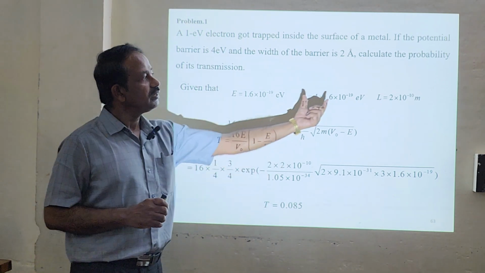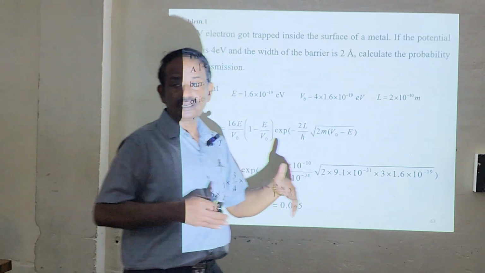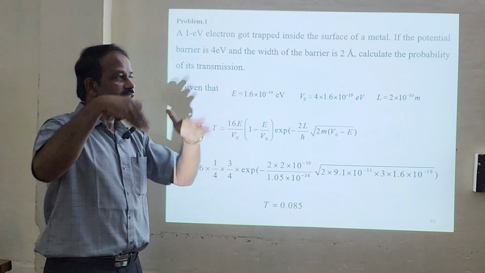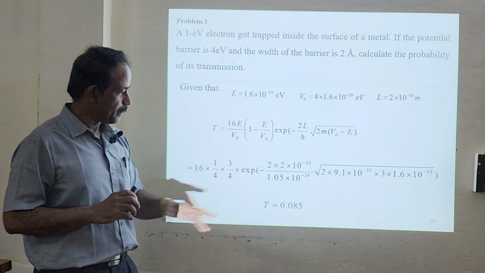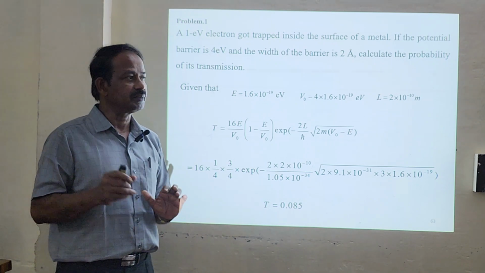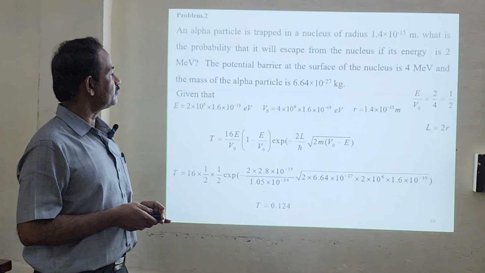It mainly depends on the barrier width. If the barrier width is very, very small, the transmission coefficient will be very high. So T will be 0.085, so 8.5%. Now we'll go for the second part.